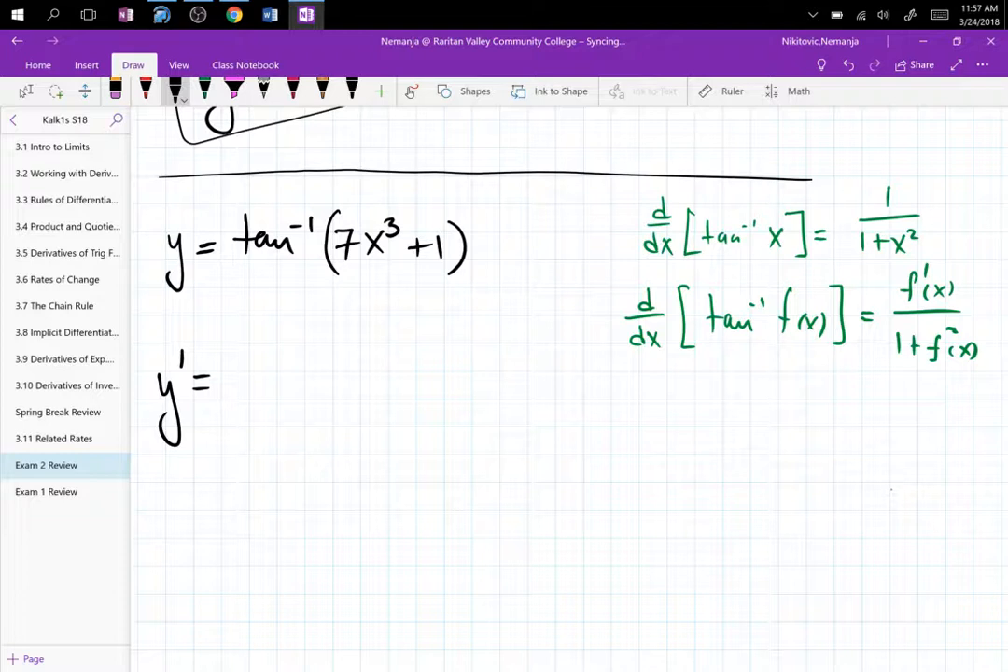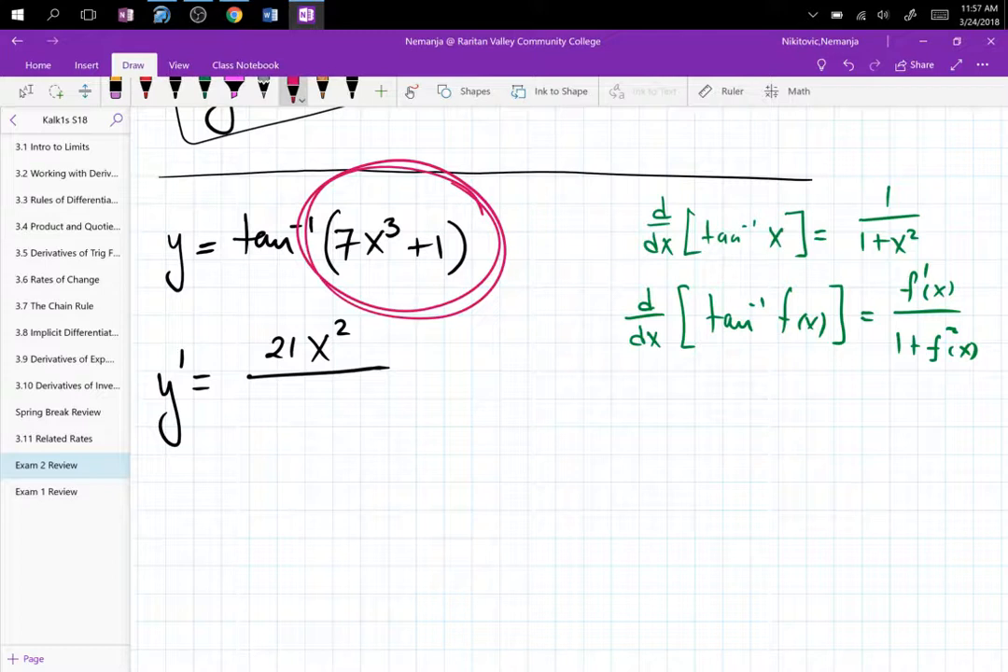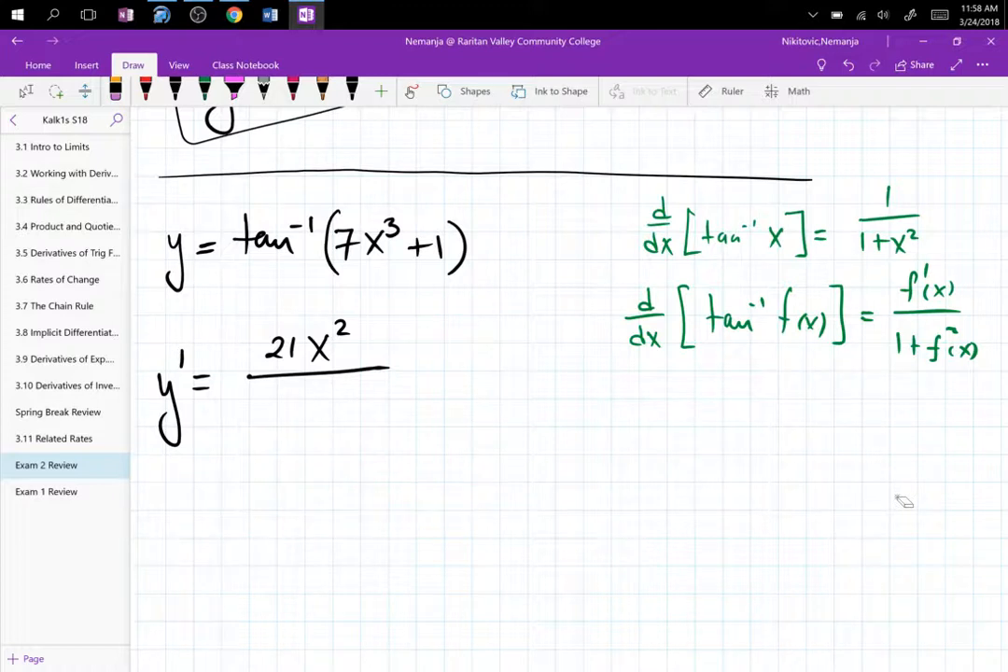21x over 1 plus... No, 21x squared. So 21x squared. That's when you follow the formulas, make sure that you understand that the stuff in the red is the f of x, right? Not the whole thing is f of x. It's just the argument of inverse tangent that is f of x. So you see when f of x matches here for the tangent, that's the derivative and that's the original f of x. All arguments of inverse tan.